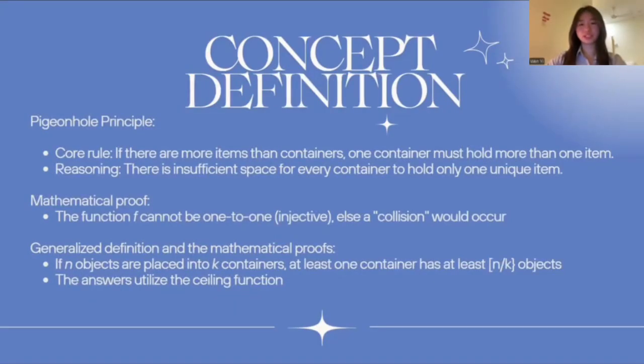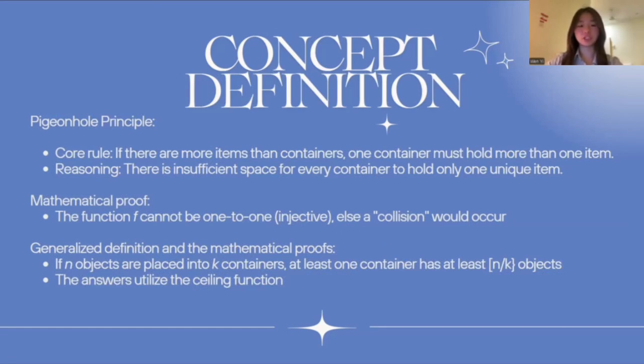Okay, so firstly, I'll be talking about the concepts that we've applied to our parking allocation system. First and foremost, it would be the pigeonhole principle. The core idea is that if there are more items than containers, then one container must hold more than one item, because there's insufficient space for every container to hold only one unique item. The mathematical proof has also shown that the function cannot be a one-to-one function, also known as injective, else a collision would occur. The collision means booking two cars into the same parking spot.